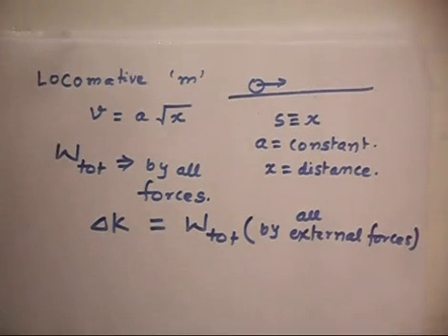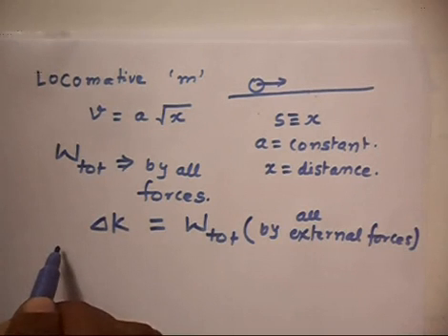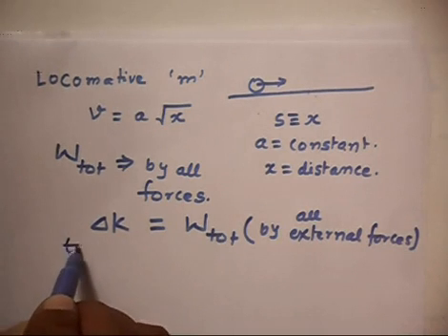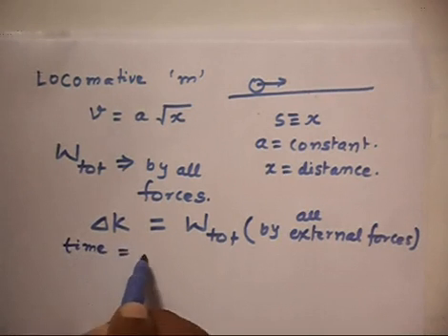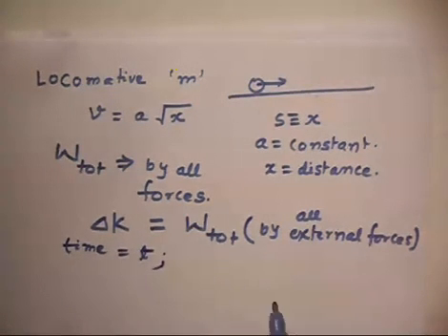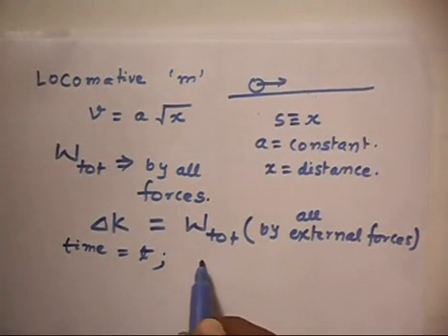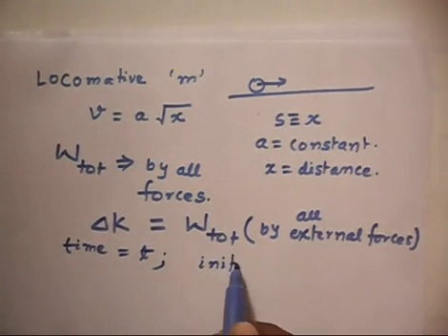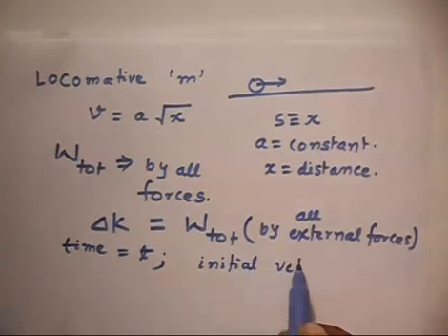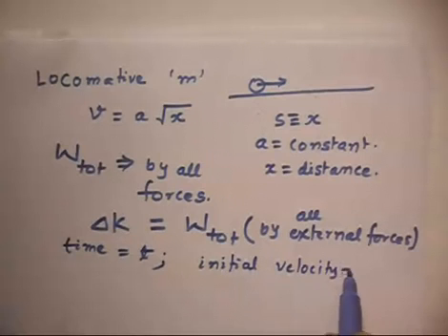The problem says find the total work performed by all the forces acting on the locomotive during the first t seconds after the beginning of the motion. So time is given, and it is also given that the motion starts with zero velocity. This means the initial velocity is zero, that is, u equals 0.